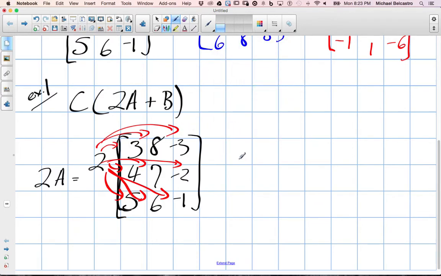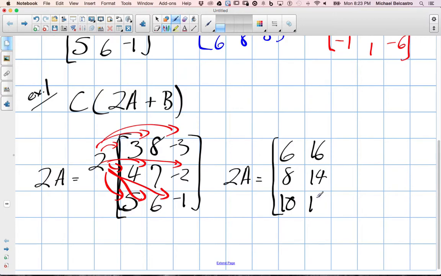2 times all these numbers we should be pretty good with. So in other words, 2A would be equal to 2 times 3 is our 6. Okay. 2 times 4 is 8. 2 times 5 is 10. I know it looks messy over there. Okay. 2 times 8 is 16. 2 times 7 is 14. 2 times 6 is 12. 2 times negative 3 is negative 6. Times negative 2 is negative 4, and then negative 2 again. So we now have our new 2A.